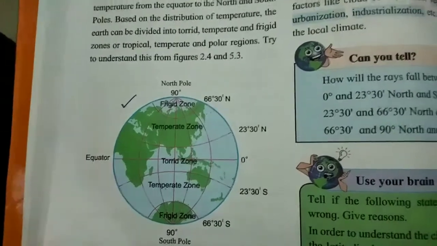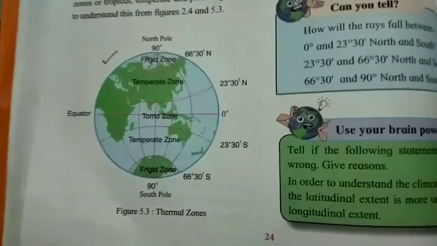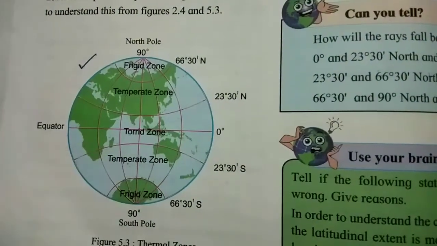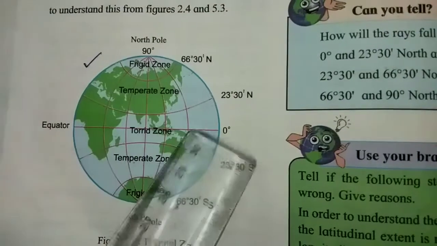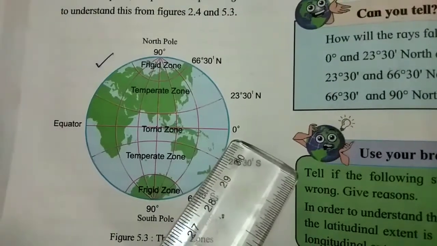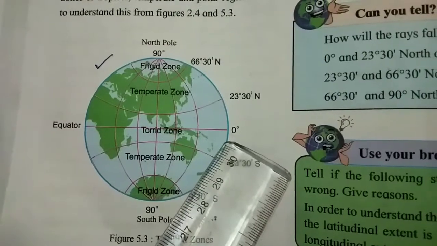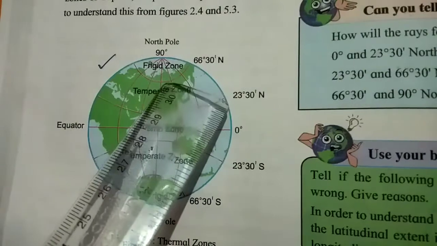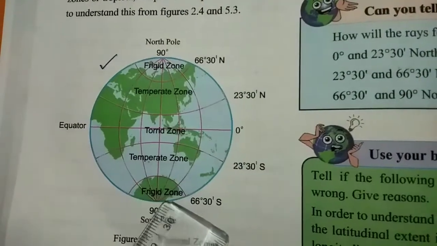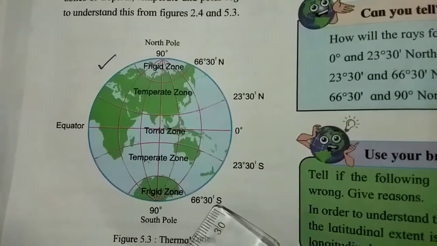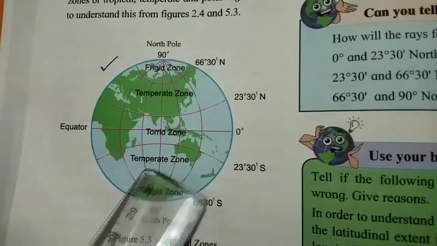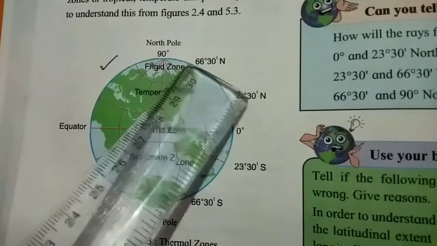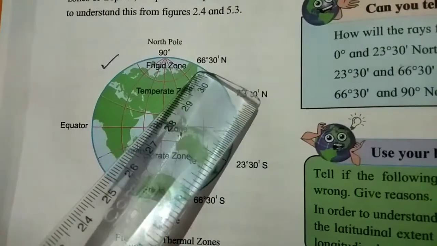So while drawing the diagram, keep in mind, don't forget, you have to draw stepwise. First draw a circle, then divide it into two equal parts, that will be your equator, 0 degree. The equator starts from 0 degree. Then you will draw the zones, that is 66 degree 30 is your frigid zone. Then again here 66 degree 30 south, again a frigid zone, this is your temperate zone, and this is also your temperate zone. The main thing is that you have to mark where it is located, these numbers.